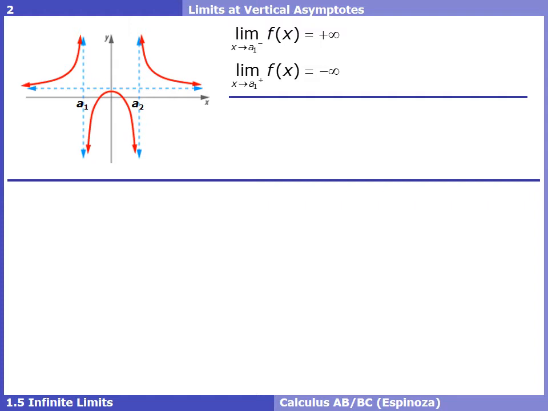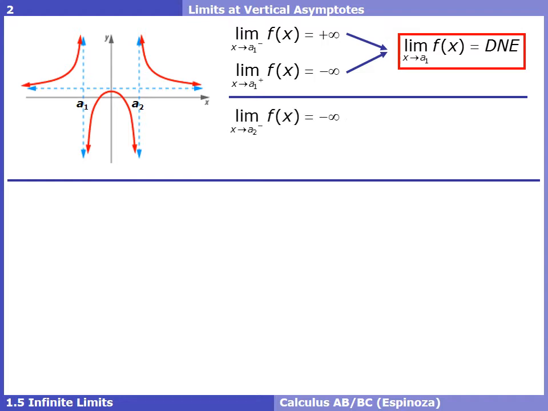To the right of a1, we can see that the graph is going down forever without stopping, so we can say that's negative infinity. Again, now that we know this better definition of a vertical asymptote, just based on this information alone, we can say there's a vertical asymptote at a1. But if we want to determine the overall limit, since positive infinity and negative infinity are going in opposite directions, we would say that the overall limit does not exist.